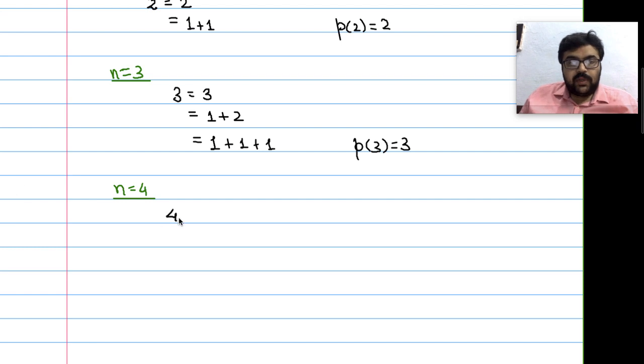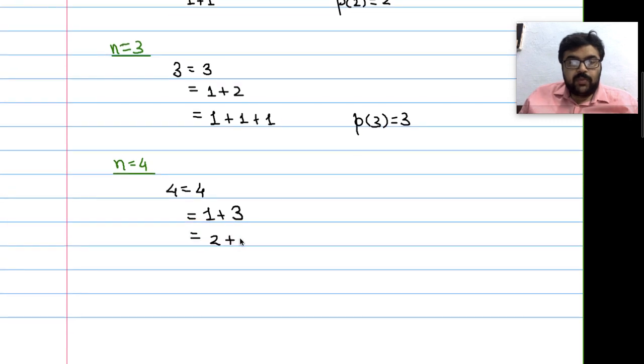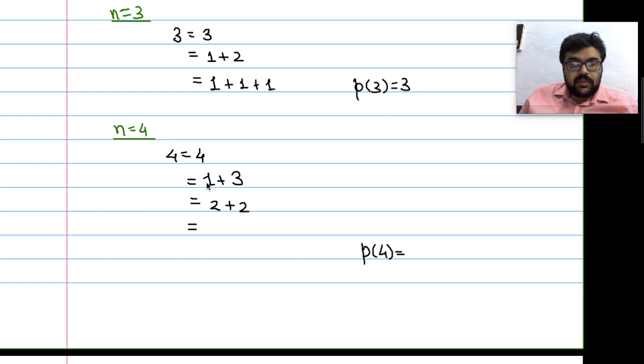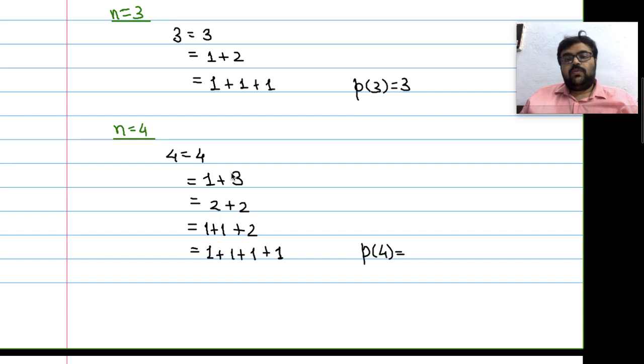So 4 can be written as 4. Another way we can write is 1 plus 3. Another way is 2 plus 2. And then we can write 2 as 1 plus 1, so we have 1 plus 1 plus 2, and then 1 plus 1 plus 1 plus 1. So how many such partitions are there? There are 5 cases, so the number of partitions of 4 is 5.